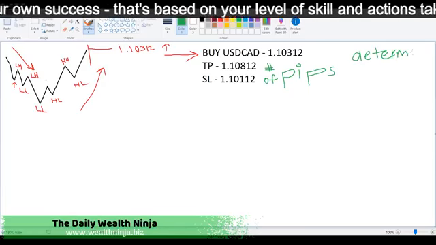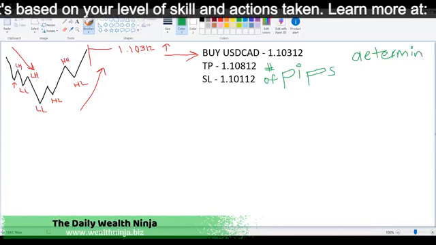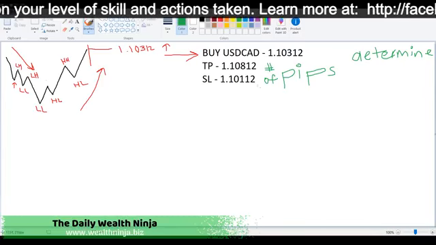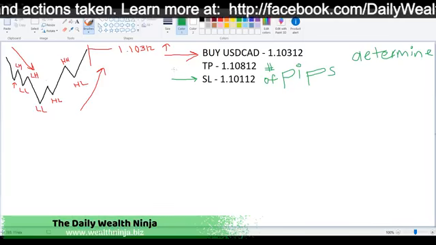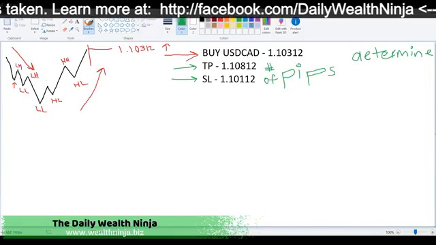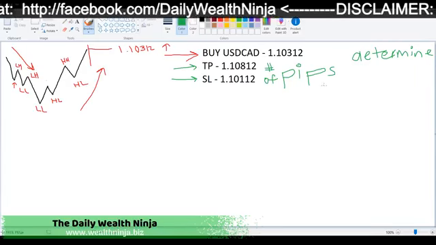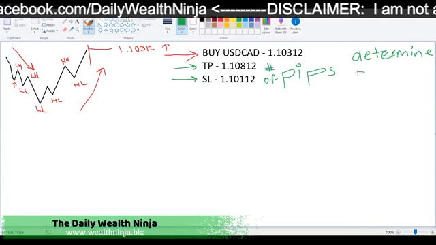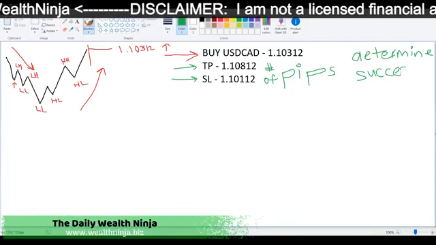Because if you make an educated guess that it's going to go up and the stock actually goes down, you're going to hit your stop loss. If you expect it to go up and it goes up, then you're going to hit your take profit, and vice versa. Again, it depends on your educated guess of where the stock is going. So the number of pips is going to determine your success or failure, as well as the direction.